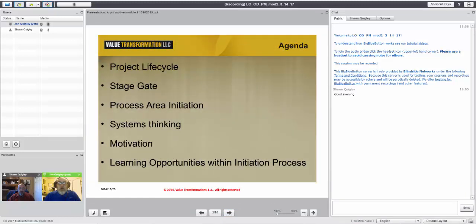So today we're going to talk about these things. This is the agenda. Project Lifecycle. We'll talk a little bit about Stagegate projects, how that works. We're going to take a look, in a little bit of detail, at the process area initiation. Although the site has a lot more information on this particular attribute of a project that you can read and research and watch more videos and things like that. We're going to talk about systems thinking, motivation, learning opportunities, and the initiating process.